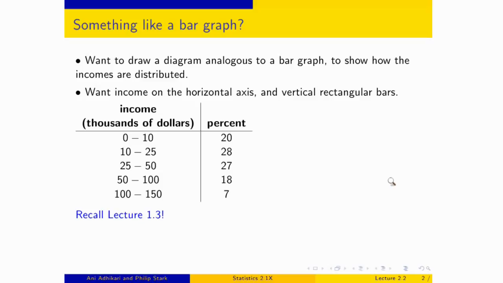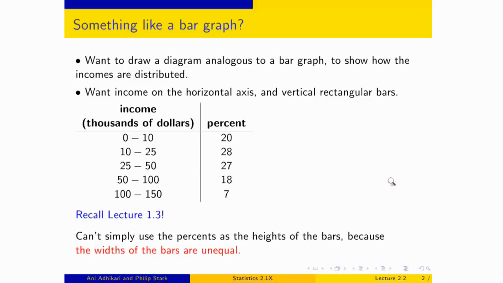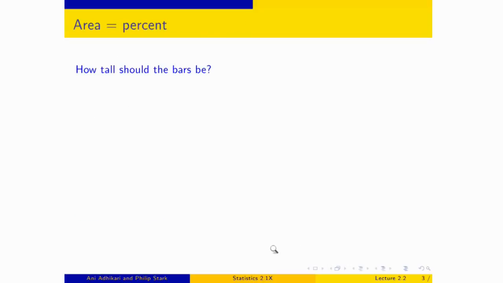And so we have to be careful about exactly what we are plotting. If you remember from last time, we cannot plot the percents as the heights of the bars because the widths of the bars are unequal. Our eye picks up the area as the percent, and the width matters to the area just as much as the height. So we have to be careful. So how tall should the bars be? Let's work it out.